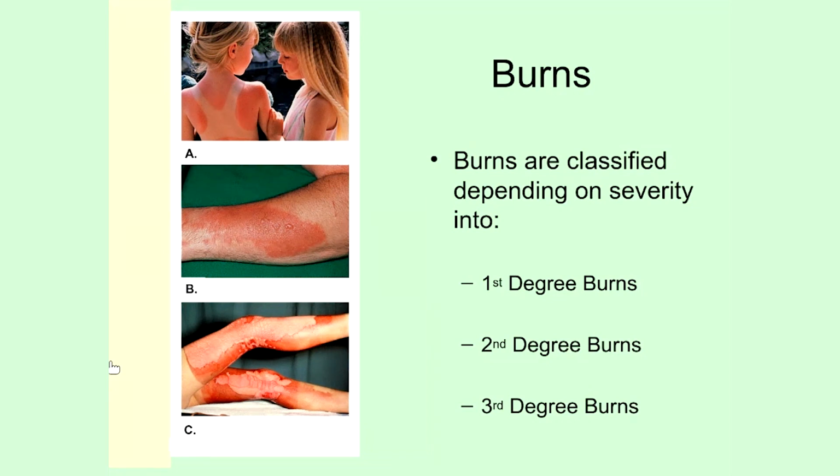So I want to talk about the least severe type of burn first, which is a first degree burn. If you look at that top picture in A, a sunburn is a good example of a first degree burn. So in these burns, usually we just get some redness, right?